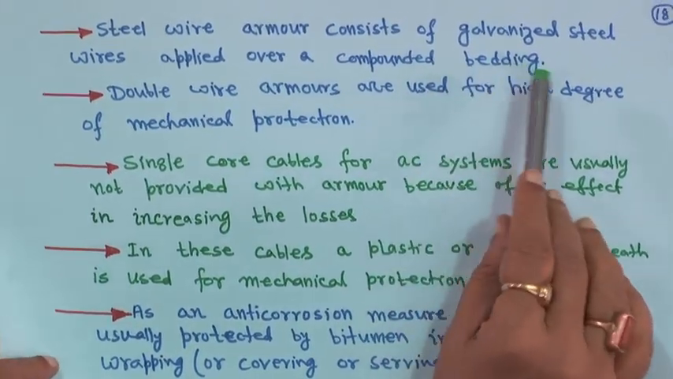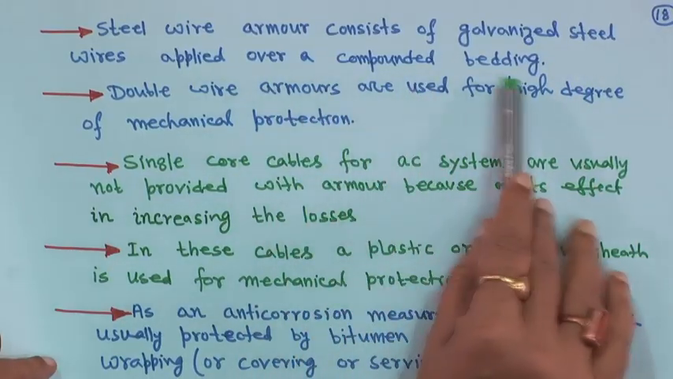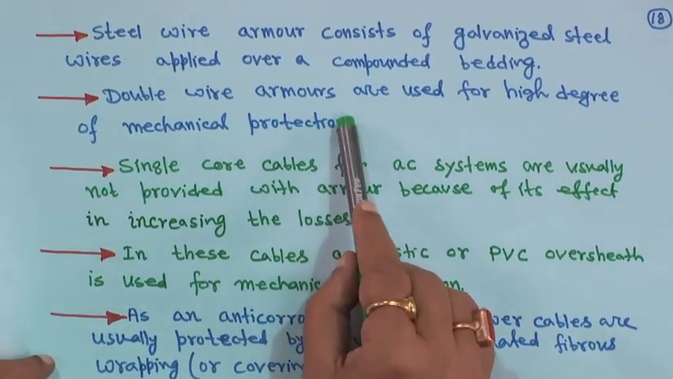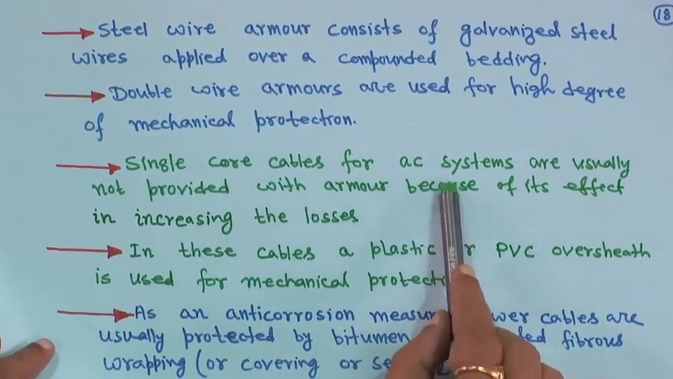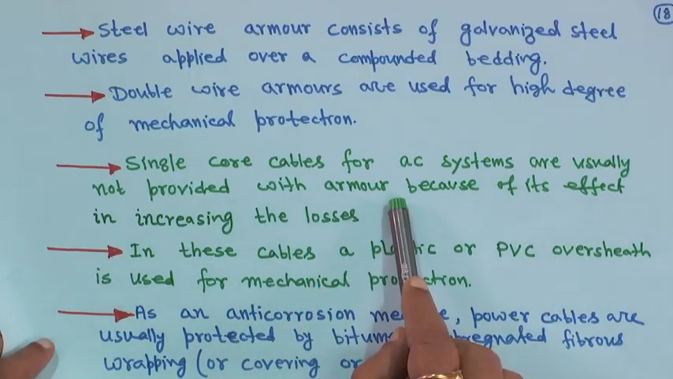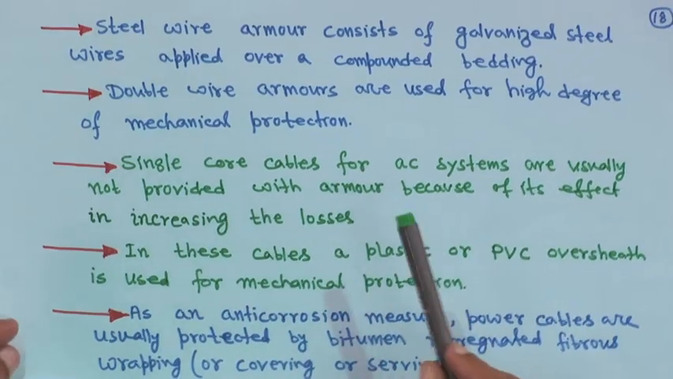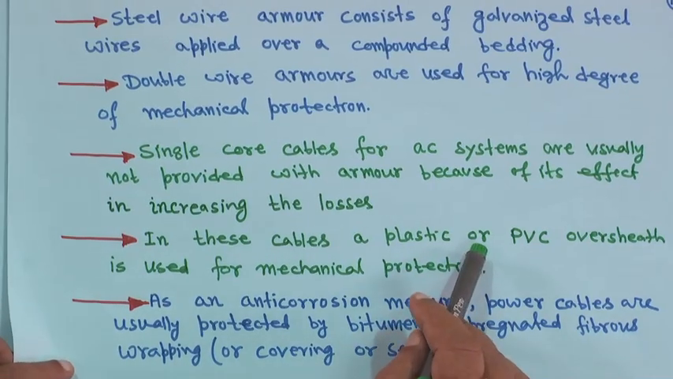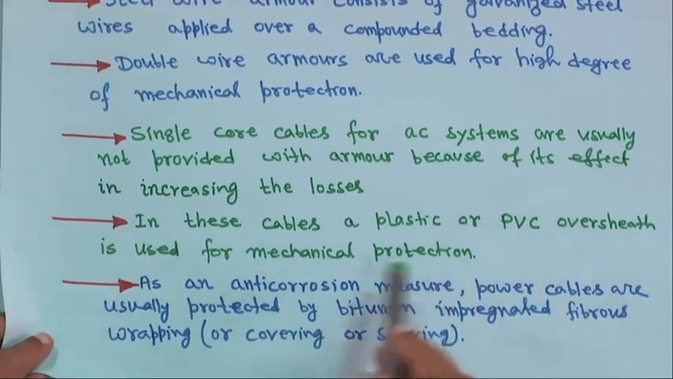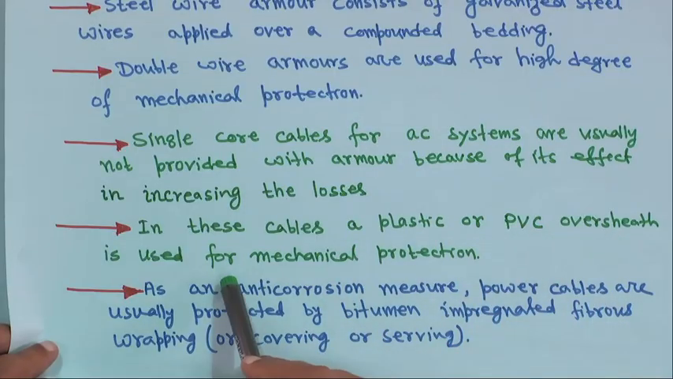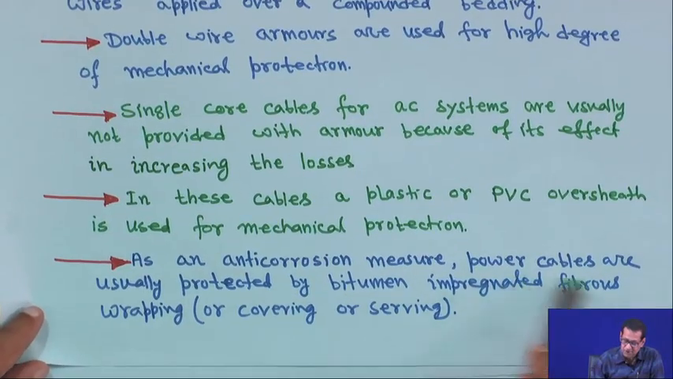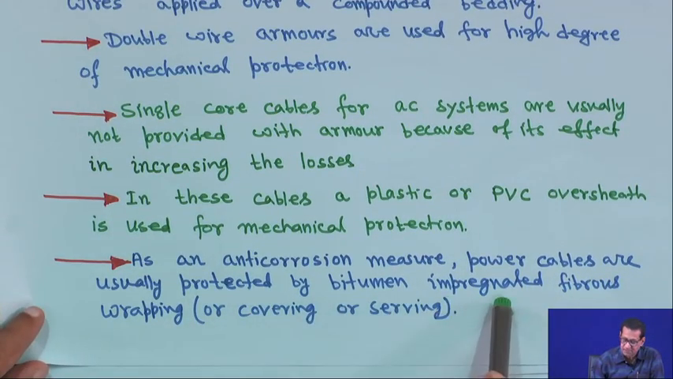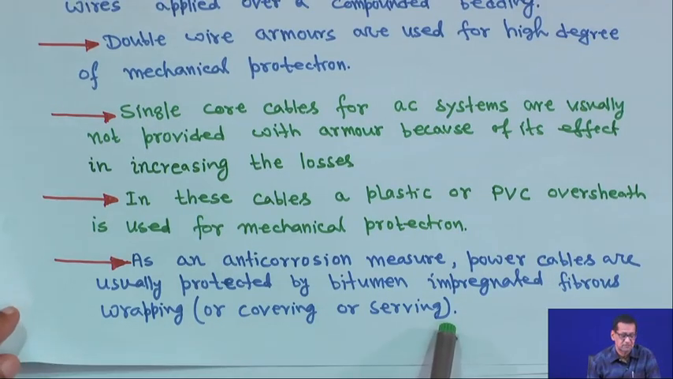Steel wire armor consists of galvanized steel wires applied over a compound bedding. Now, double wire armors are used for a high degree of mechanical protection, but the cost will increase. Single core cables for AC systems are usually not provided with armor because of its effect in increasing the losses, because the loss will be more. Later we will come to all these things. In these cables, a plastic or PVC oversheath is used for mechanical protection. As an anti-corrosion measure, power cables are usually protected by bitumen impregnated fibrous wrapping, covering or serving.